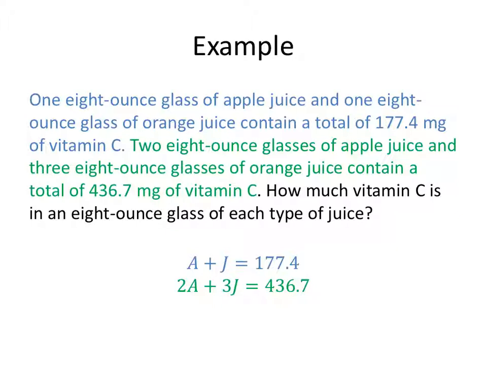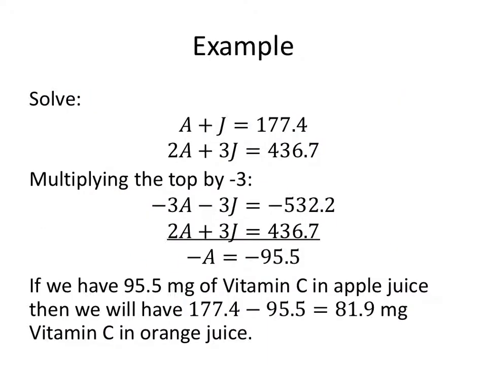In green, my second sentence says 2 8-ounce glasses of apple juice and 3 8-ounce glasses of orange juice contain 436.7 milligrams of vitamin C. How much vitamin C is in each type of juice in an 8-ounce glass? I'm going to solve this system. And if I solve this system, I'm going to eliminate J for some reason. So I'm going to multiply by minus 3. Negative 3 all the way across, I'll have negative 3A, and minus 3J equals negative 532.2.